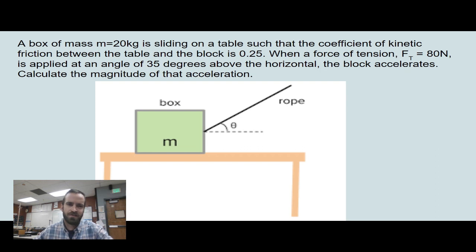In this video, I'll solve a two-dimensional force problem concerning this block sitting on a table. This is the problem. A block of mass m equals 20 kilograms is sliding on a table such that the coefficient of kinetic friction between the table and the block is 0.25. When a force of tension Ft equals 80 newtons is applied at an angle of 35 degrees above the horizontal, the block accelerates. Calculate the magnitude of that acceleration.